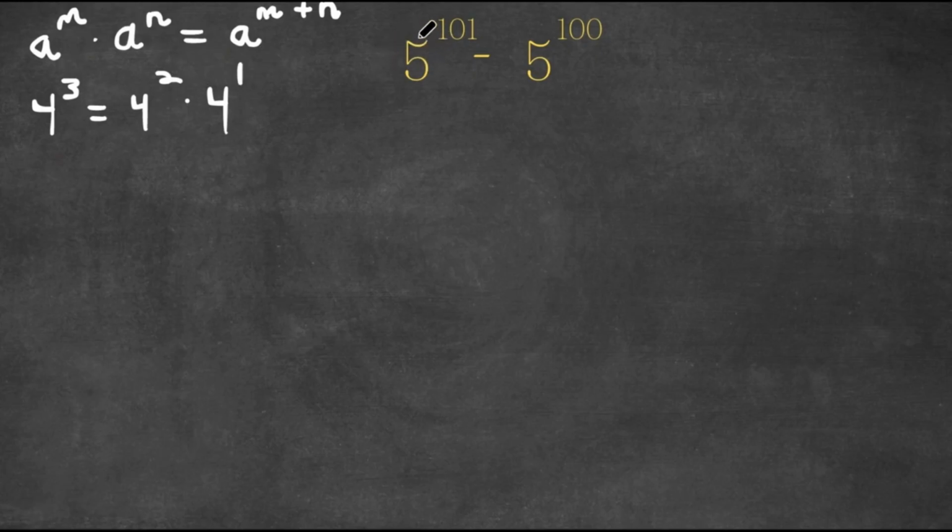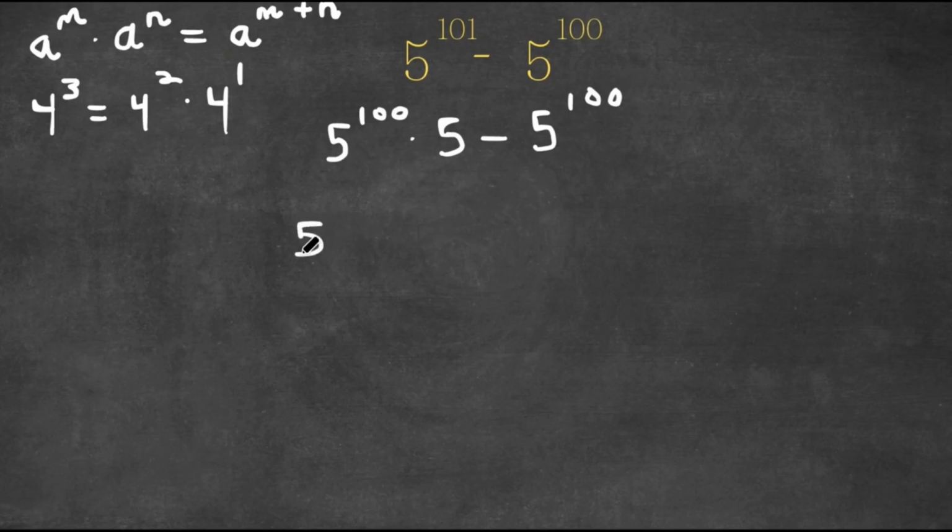So now what I'm going to do to 5 to the power of 101 is I'm going to rewrite it as 5 to the power of 100 times 5. And 5 is the same thing as 5 to the power of 1, and 100 plus 1 is 101. Now we are going to subtract this with 5 to the power of 100. And now that both of these terms have 5 to the power of 100 in them, I'm going to factor out 5 to the power of 100.